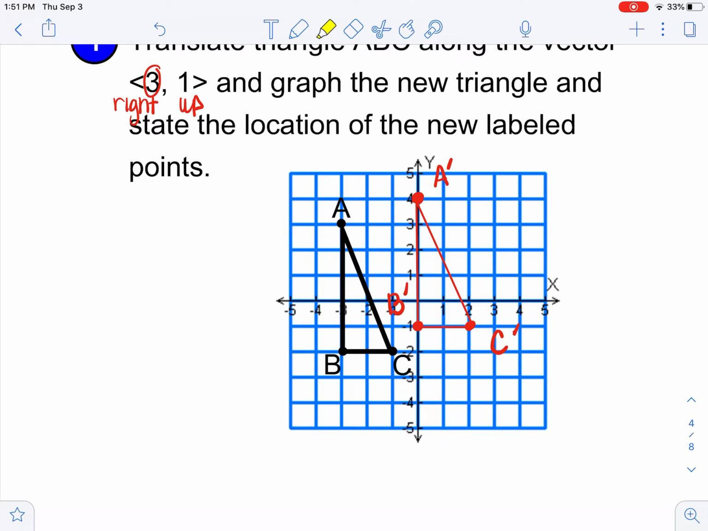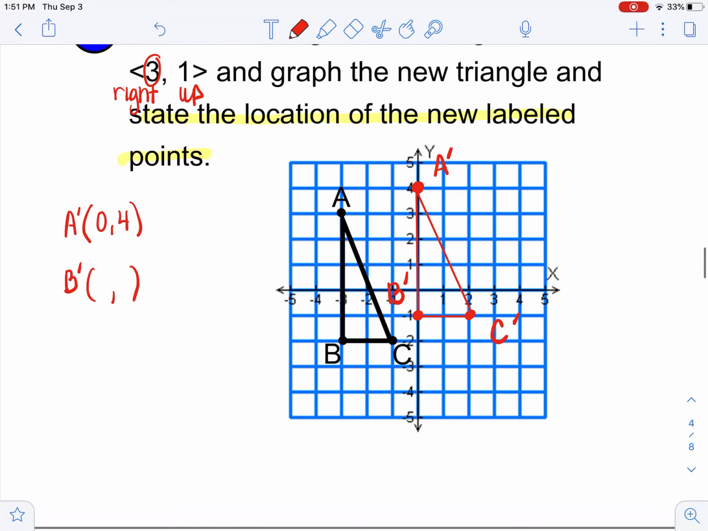All right, now here's a very important part. State the location of the new labeled points. This is a part, if you're skipping it, you're missing 3 entire points on your test. So make sure that you are writing them all down. I'm going to say A prime, and then I use parentheses, and I'm going to write the location. So A prime is at (0, 4). That's its new location. Basically you're writing the ordered pair and then putting its name right in front of it. B prime is at (0, -1). And C prime is at (2, -1).